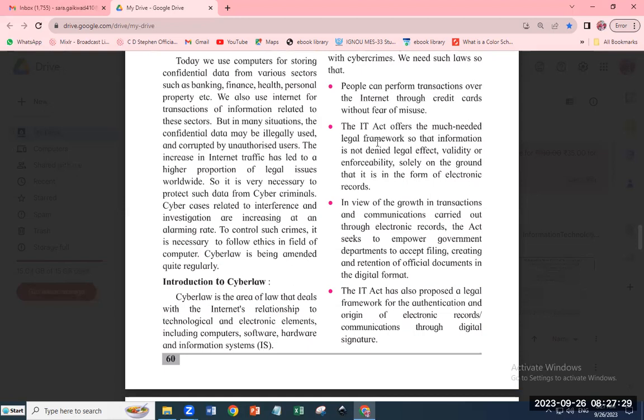The IT Act offers the much needed legal framework so that information is not denied legal effect, validity, or enforceability solely on the ground that it is in the form of electronic records. So the IT Act gives me a legal framework. What is the legal framework? Consider EDI. What is EDI? EDI is electronic data interchange.